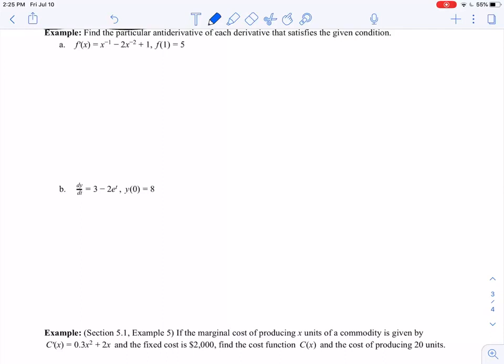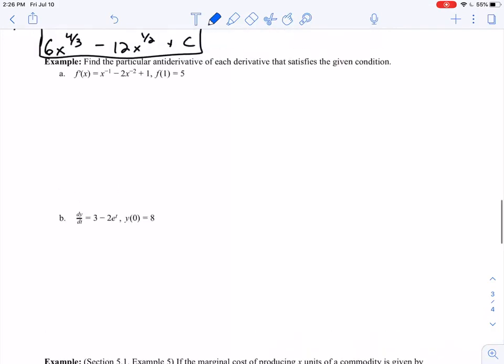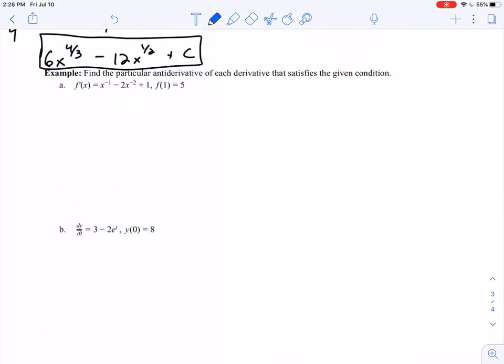In our last video, we're going to take a look at how to find that plus c. What does that variable represent? So what we've actually been finding when we write, say, in this last example here, 6x to the 4/3 minus 12x to the 1/2 plus c, is what's called a family of antiderivatives, because this plus c, that c could take on any value.